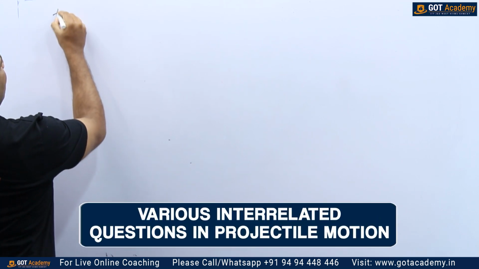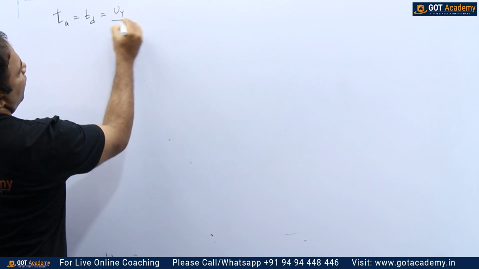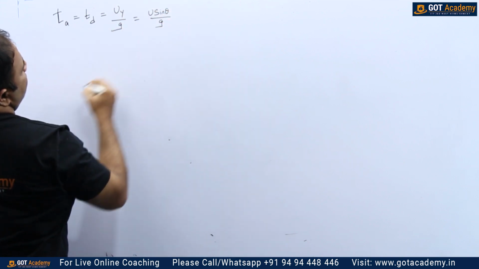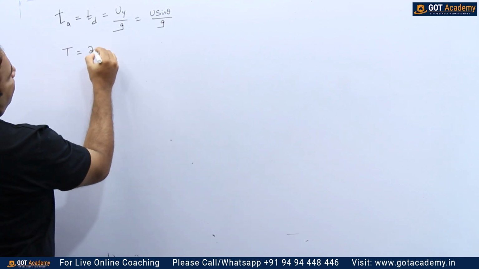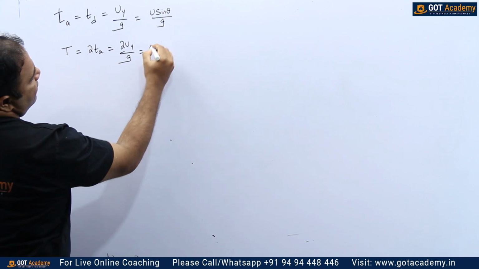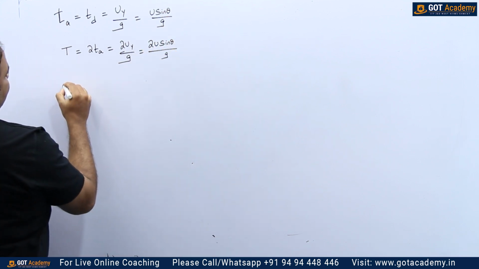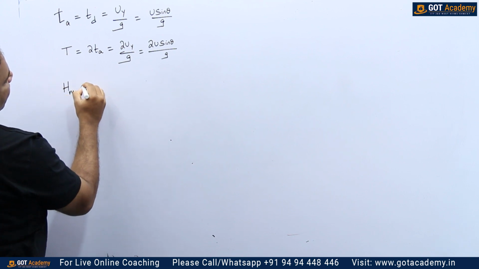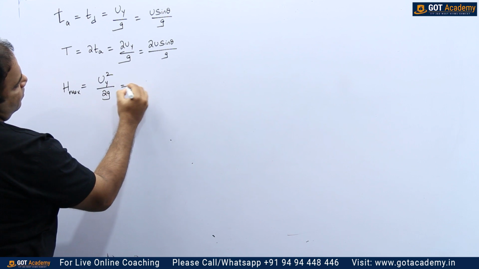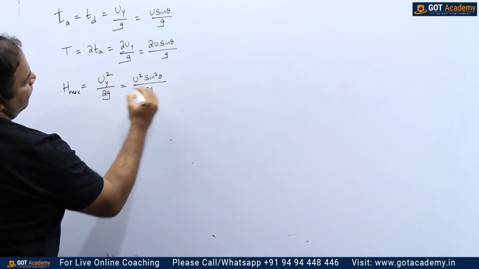Formulas for time of ascent and descent as uy by g, which is equal to u sin theta by g. Whereas for time of flight, you have studied as 2uy by g, that is 2 times u sin theta by g. Next, for maximum height, you have studied as uy square by 2g. So that is u square sin square theta by 2g.